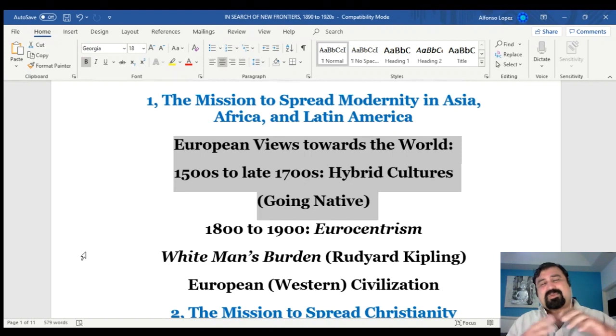What we see is that by the latter part of the 19th century, those European societies I mentioned and Americans feel that they're on a mission to go all over the world and spread the benefits of modernity, to modernize all of the peoples of the world. Africa, Asia, Latin America, etc. So they feel that there's this mission. But this has not always been the view, if you will, of the Europeans towards the world.